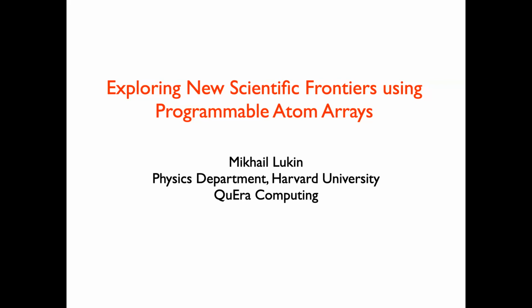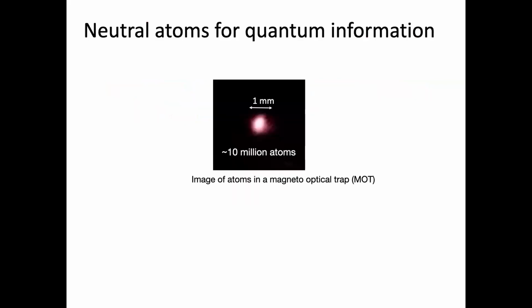And often when I give talks to people who are working in this field but not using atoms, I often start with this slide, which is basically a starting point for many of our experiments. This is a picture of a magneto-optical trap, which is the basis for virtually all cold atom experiments. And here, this picture shows about 10 million cold atoms.